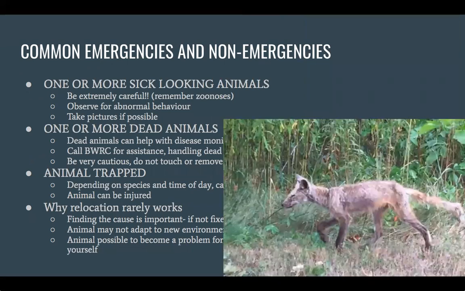And in case you find one or more sick looking animals, always be extremely careful. Remember that zoonosis is a thing. So observing for any abnormal behavior would be necessary, and take a picture if possible from a safe distance, obviously.